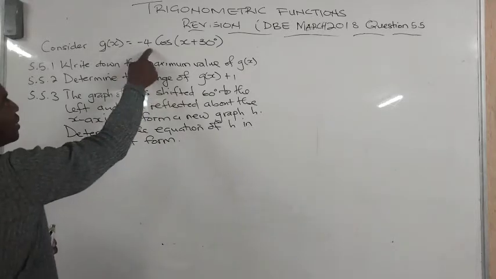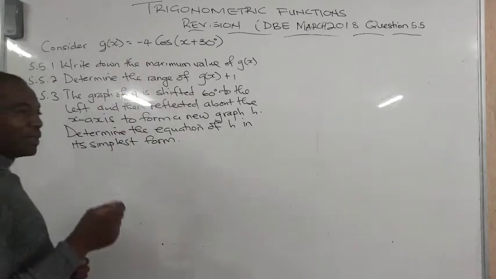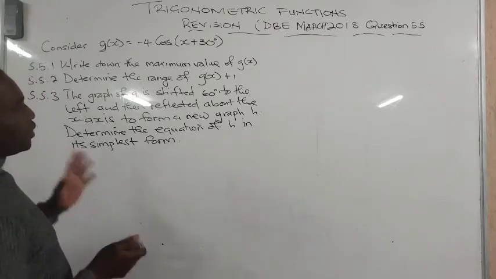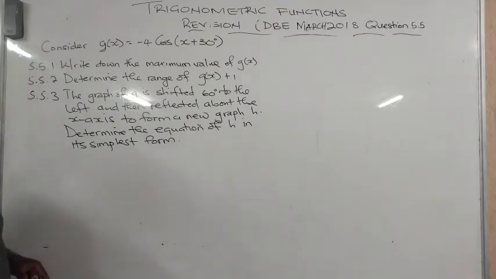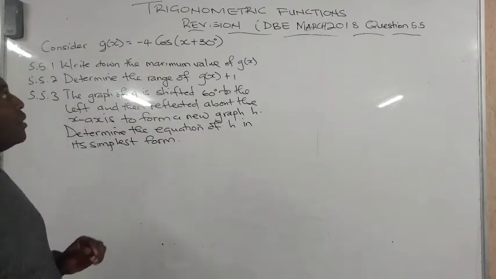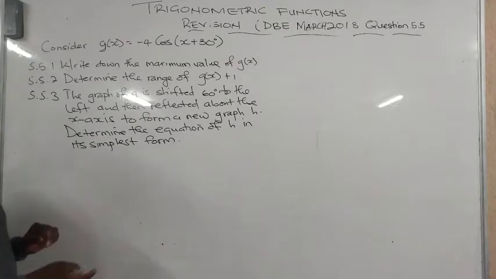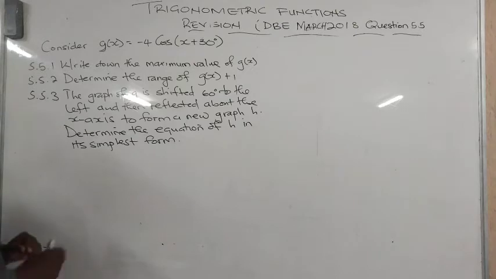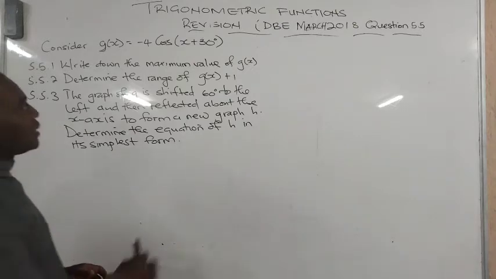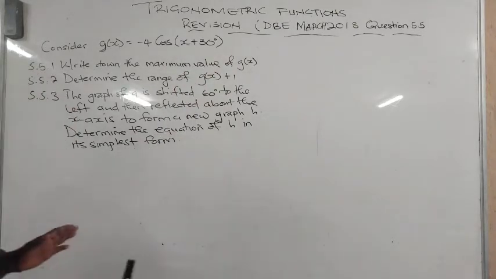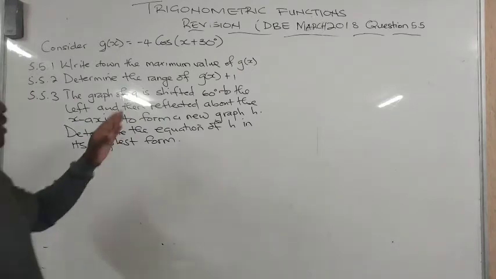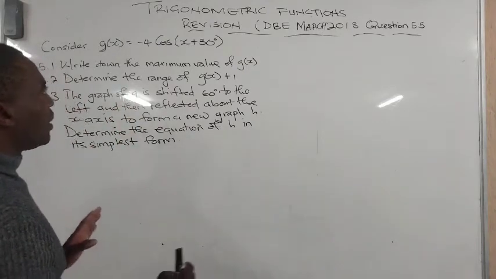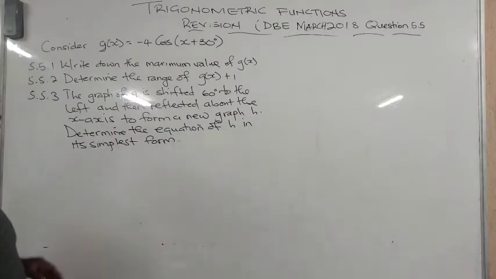So the negative 4 is telling us about the amplitude, that the amplitude is 4. And the negative is telling us that there is a reflection that has been done to the graph of cos x. And then the 30 degrees is telling us about the horizontal shift. That is, it's a shift to the left of the graph of negative 4 cos x.